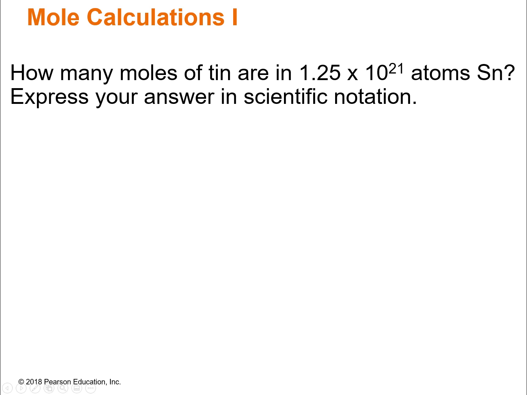So now we've got a question. How many moles of tin are in 1.25 times 10 to the 21 atoms of tin? Express your answer in scientific notation. So in this case, we're going in the reverse. We have the number of atoms, and we want the number of moles.